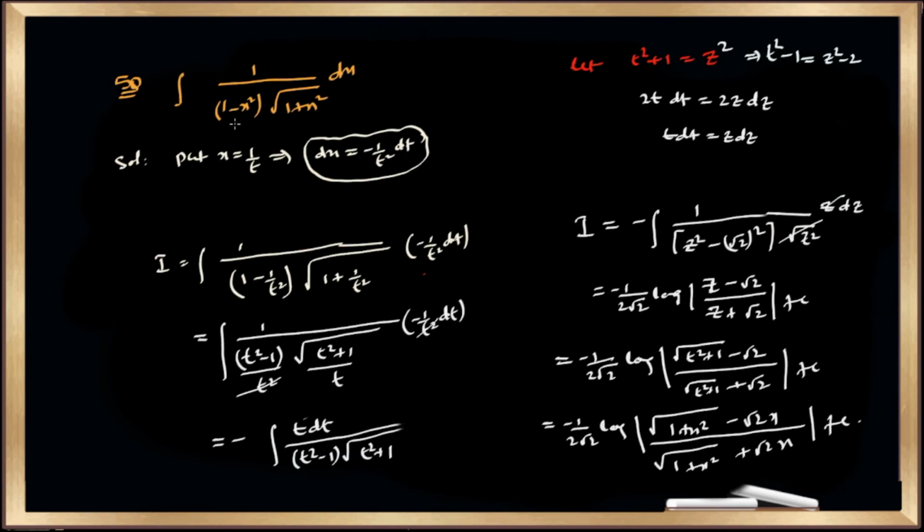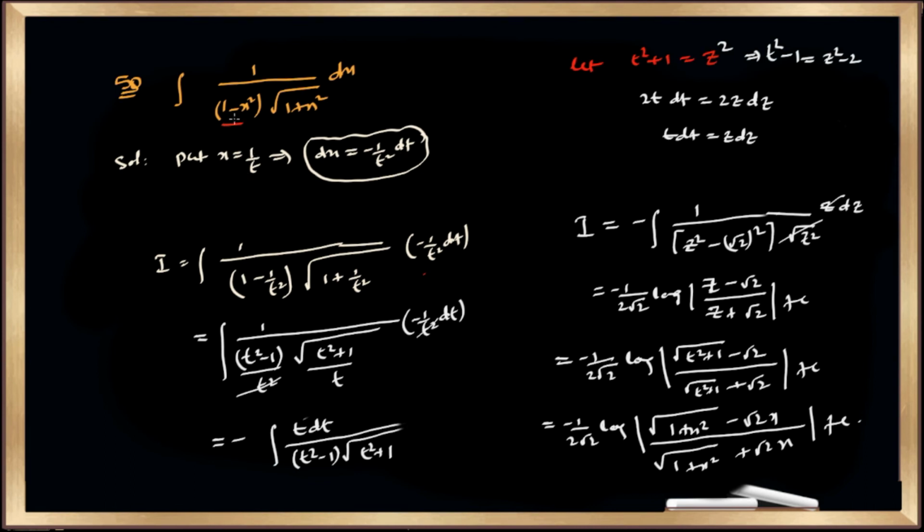Next, the integral of 1 by (1 minus x square) root over (1 plus x square). Both are pure quadratic: 1 minus x square as well as 1 plus x square are pure quadratic. So here the procedure is to put x equals 1 by t. If you differentiate with respect to x, dx becomes the differentiation of 1 by t, which is minus 1 by t square dt.